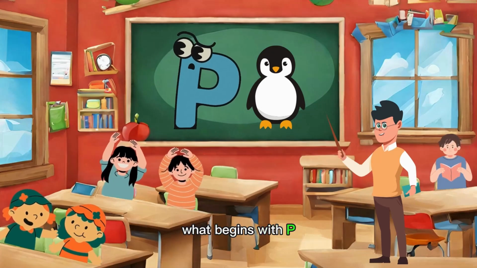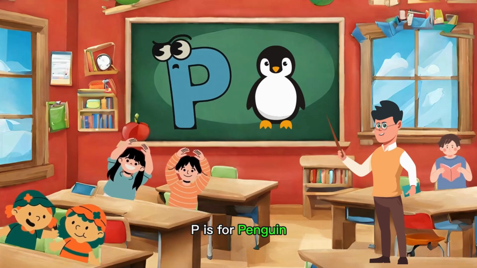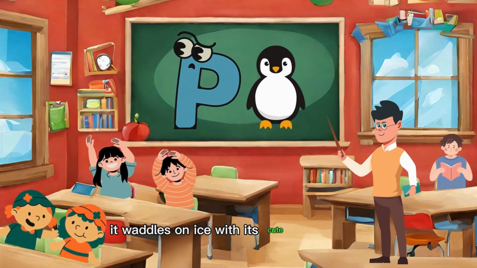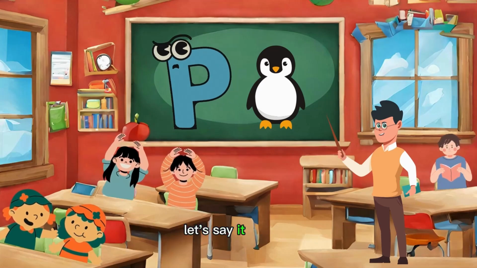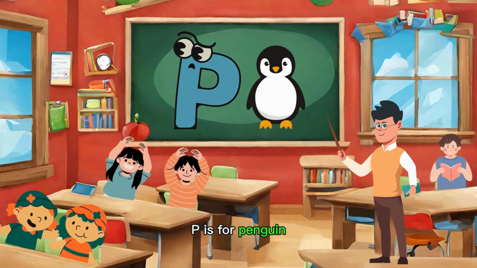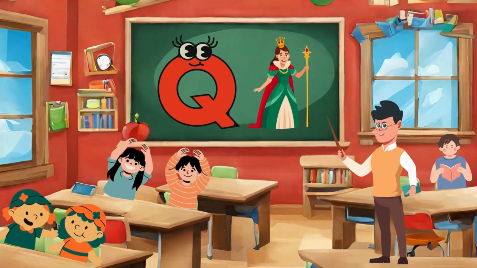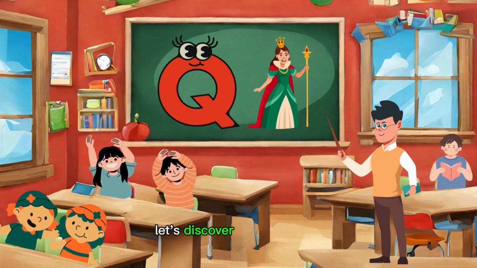What begins with P? P is for penguin. It waddles on ice with its cute little flippers. Let's say it proudly. P is for penguin. Quietly now. Let's discover our next letter.